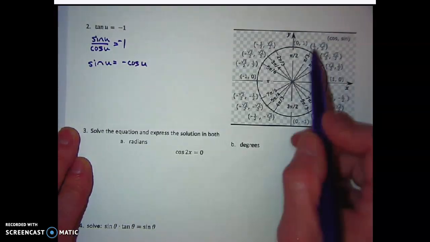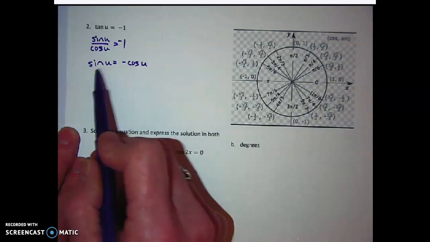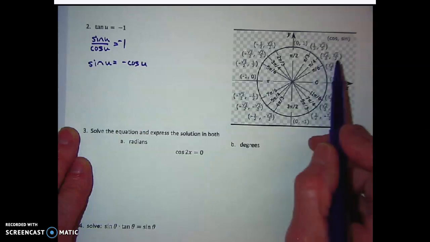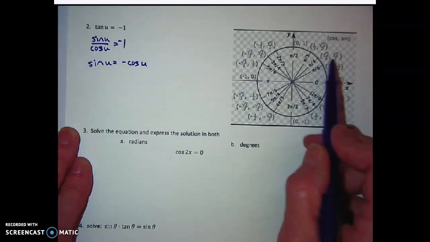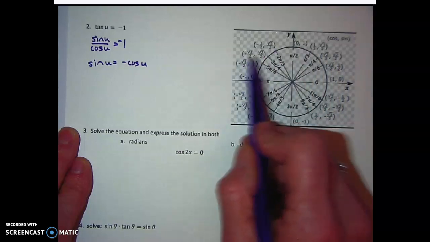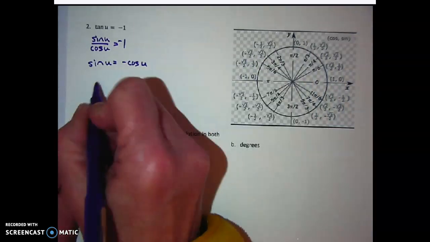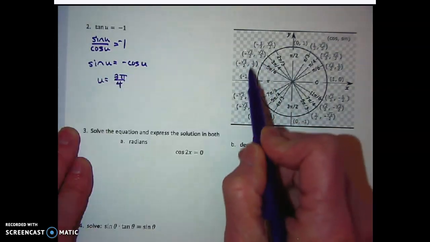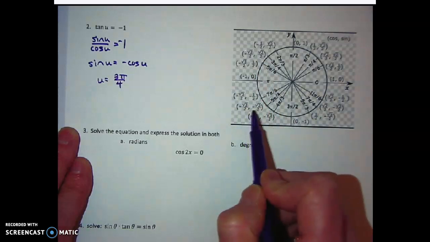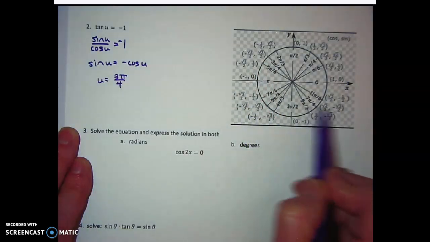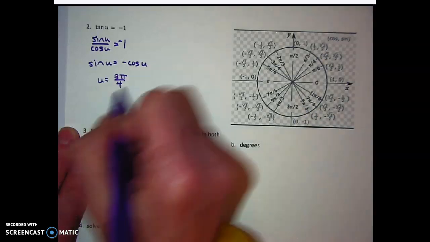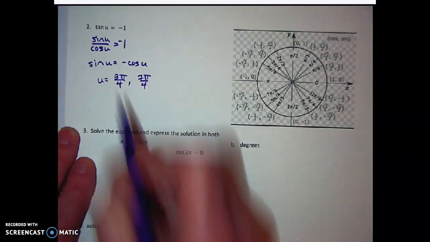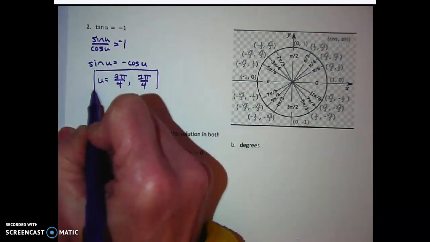When do my x and y coordinates have the exact same measurement, or the exact same fraction, but opposite? Well, here's square root of 2 over 2 and square root of 2 over 2, but those are the same sign. We're going to keep going around. Here they're the same thing but opposite. So u is going to be 3 pi over 4. And let's keep going around. Here they have the same thing but they're both negative. So if we keep going, right here at 7 pi over 4. So those would be the two specific solutions between 0 and 2 pi.